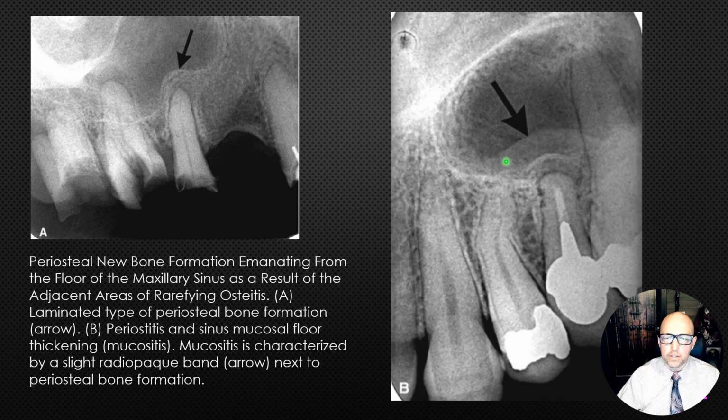But this arrow indicates what? I told you to differentiate bone from soft tissue. You look for that cortical border around it. This has no cortical border. This is just more of a soft tissue thing. And this is what we would call mucositis.